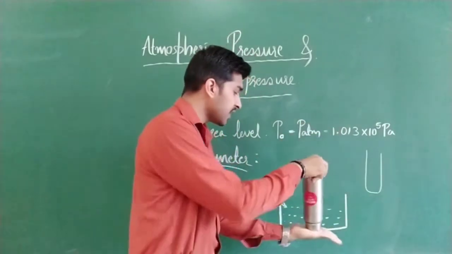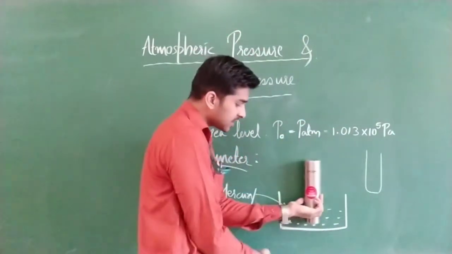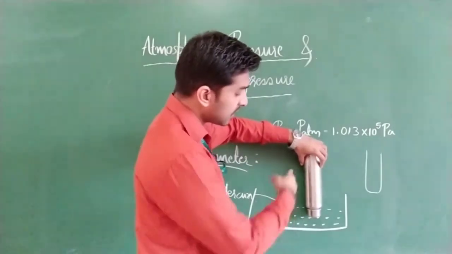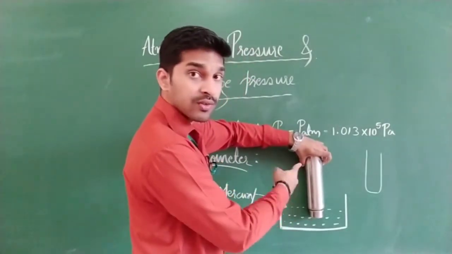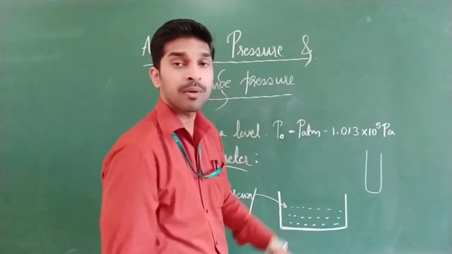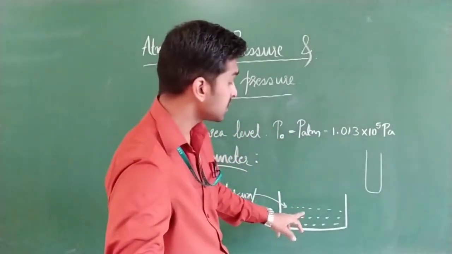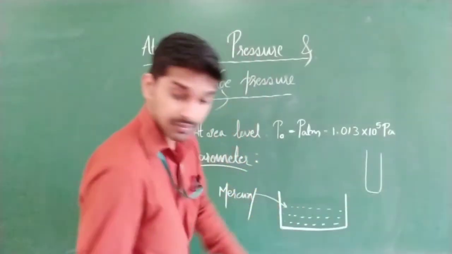And when we invert it, we are going to leave it inside this trough completely in this manner. Clear? Then what will happen? Some amount of mercury will come down back to this trough. Clear? Shall I erase this part?